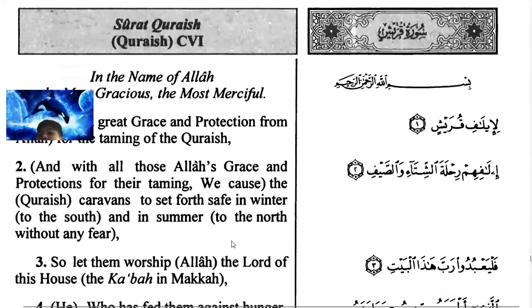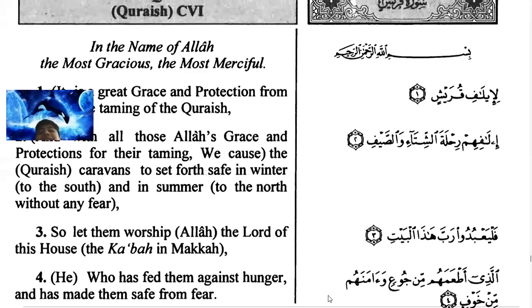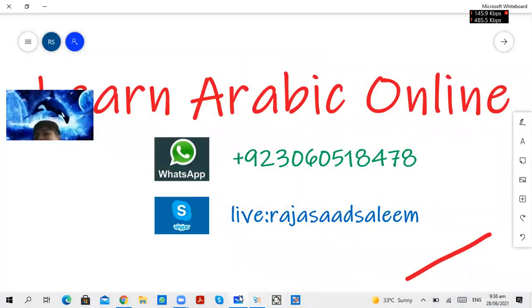Next we have Surah Quraysh. Okay, so recite Surah Quraysh without looking at the Holy Quran. What is Quraysh?